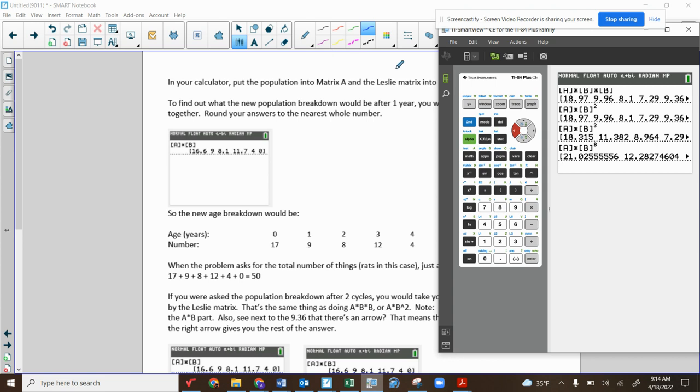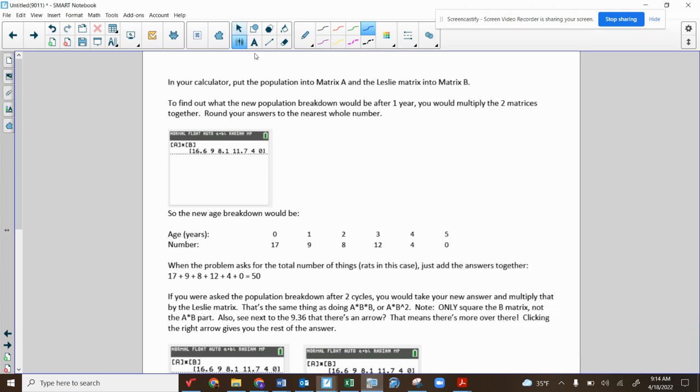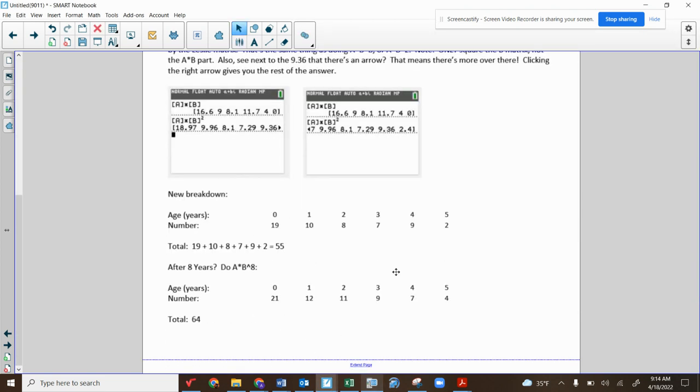Then if a problem asks for the total, all you have to do is just take those numbers and add them together. So that's how you do population projections with matrices. That is lesson 39.